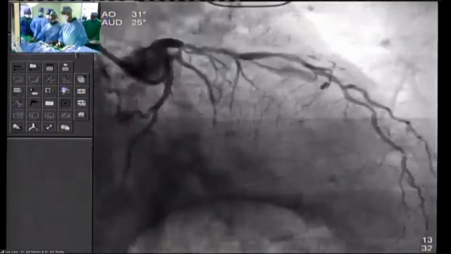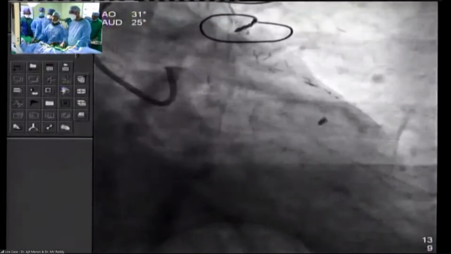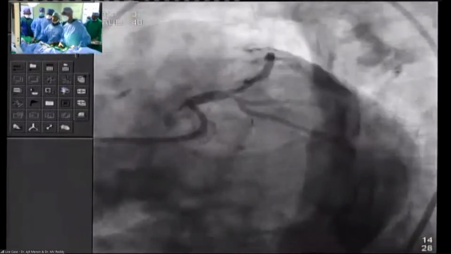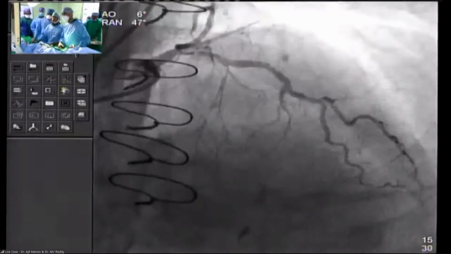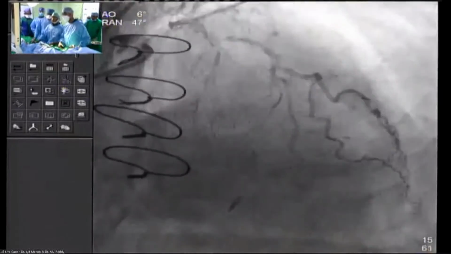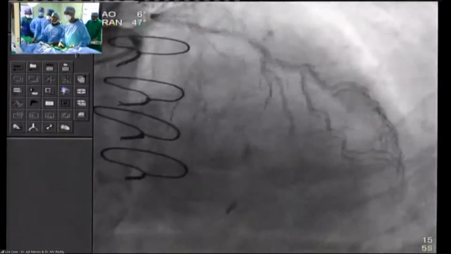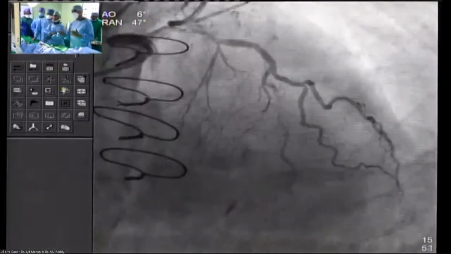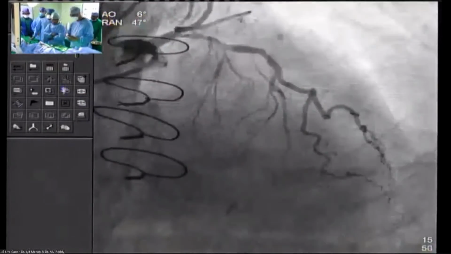Now this is the native left system. The native left system shows a significant narrowing at the ostium of the LAD, with two large diagonals, or one large diagonal, with two major branches. The LAD can be seen filling up. There's some narrowing of the LAD after the origin of the diagonal, but the diagonal seems to be the larger vessel. So what we actually planned here, can you tell us what strategy you would plan out here?